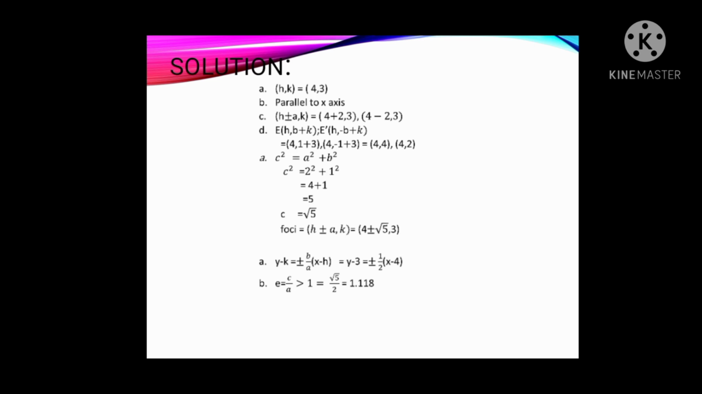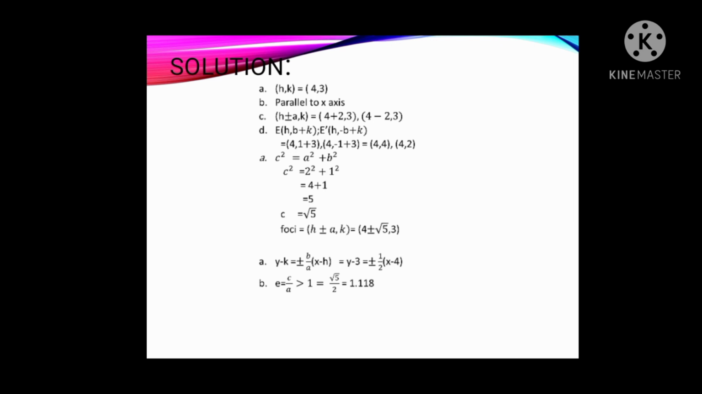So our equation of asymptotes is y minus k equals positive negative b over a, the quantity of x minus h. So y minus 3 equals positive negative 1/2 the quantity of x minus 4. Our eccentricity is the square root of 5 over 2, which is equal to 1.118. So, thank you. God bless.